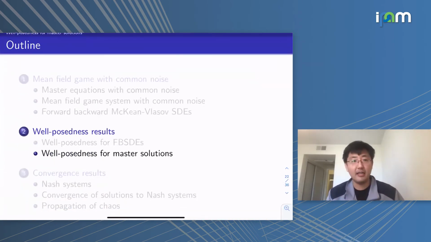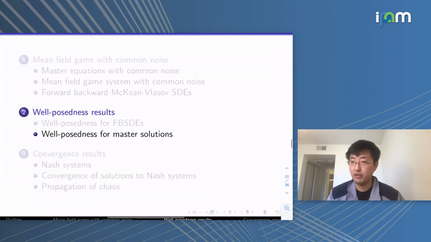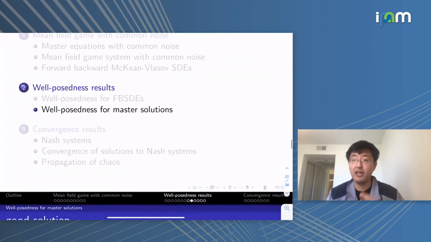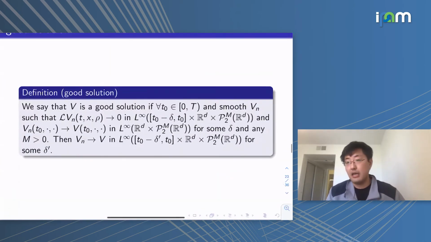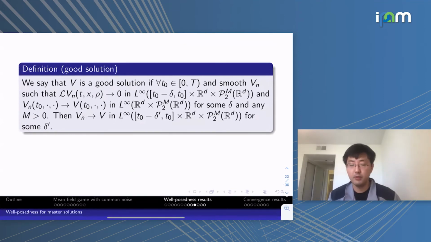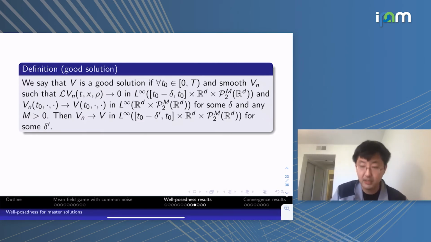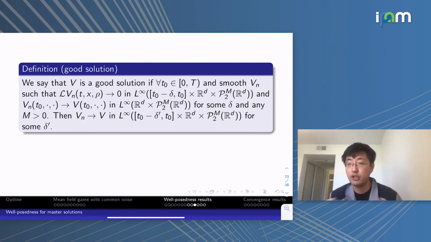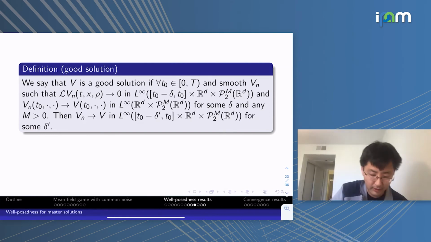Then I would like to talk about the wellposedness for the master equation. We define two kinds of weak solutions, and later we show they are equivalent. This is our first solution, the so-called good solution. You don't need to go through this definition because it has 4 or 5 lines, but I will briefly use a picture to show you what it is.